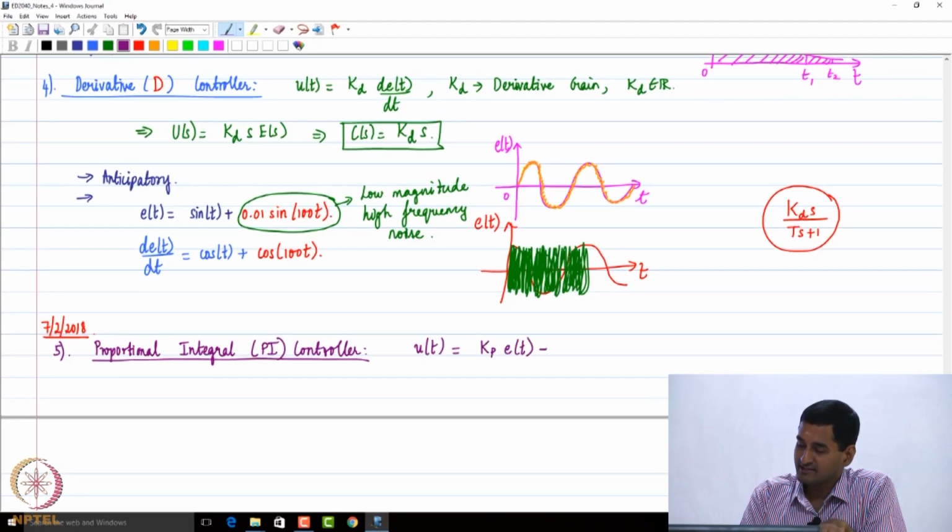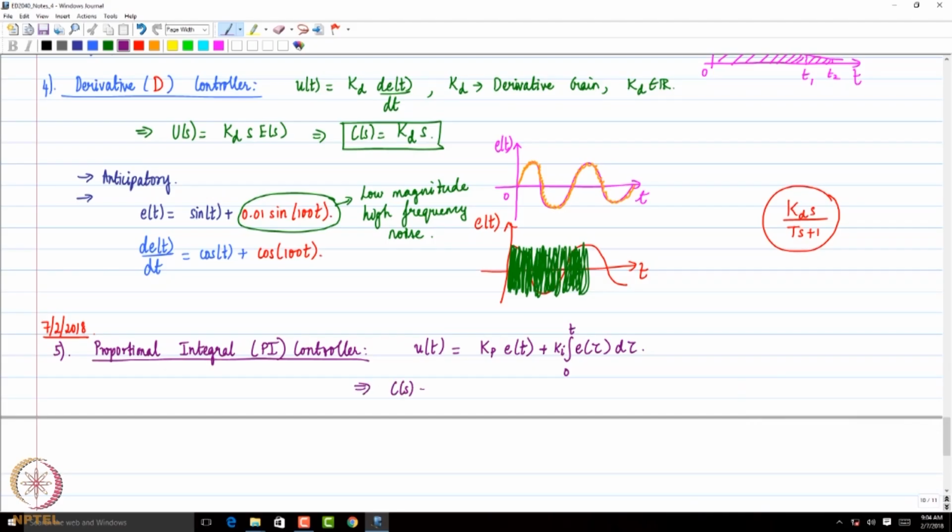The control input is essentially the sum of the proportional part and the integral part. That's what it implies, as one can interpret from its name. Consequently, the controller transfer function is going to be Kp plus Ki by s. This can be rewritten as (Kp s plus Ki) divided by s. So we see that immediately we introduce an open loop pole at 0, but at the same time we introduce an open loop 0 at minus Ki by Kp.